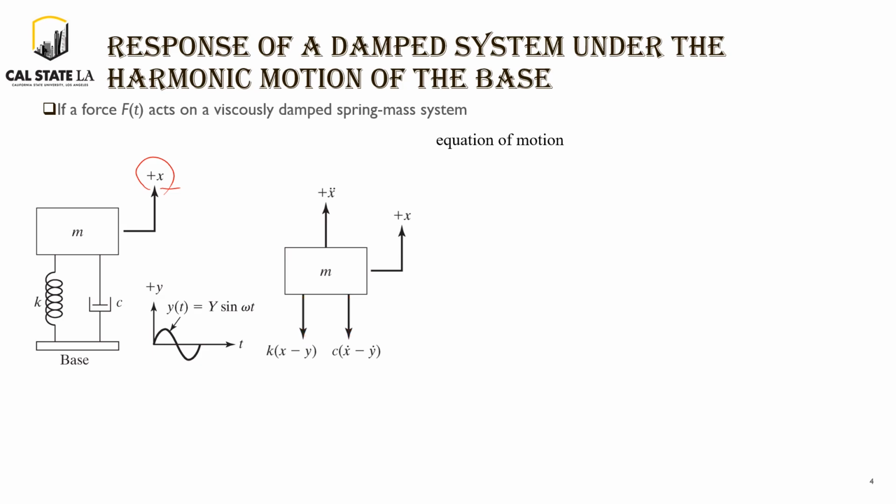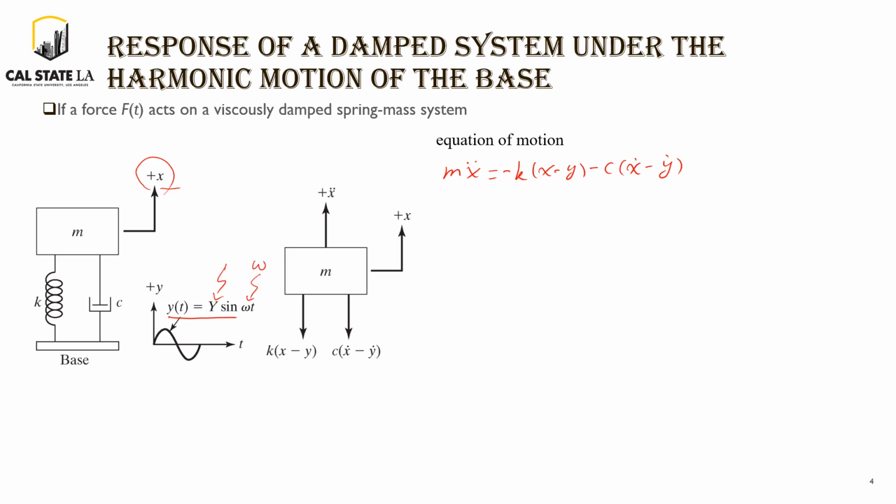So we can write the equation of motion by using Newton's second law. m x double dot is equal to the summation of all the external forces, that is minus k times (x minus y) minus c times (x dot minus y dot). And over here, y follows a sine function: y equals capital Y times sine omega t. Capital Y is the magnitude, and the frequency of this base displacement is omega.